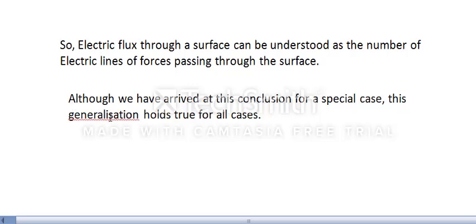Now here, although we have arrived at this generalization by some special case, this rule or this physical significance of flux holds for all cases.